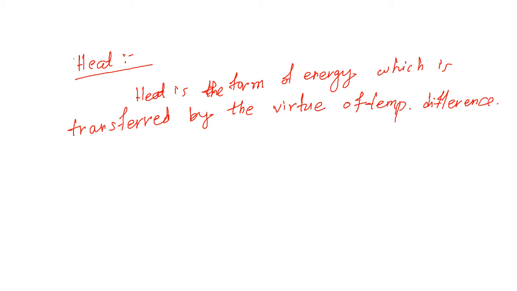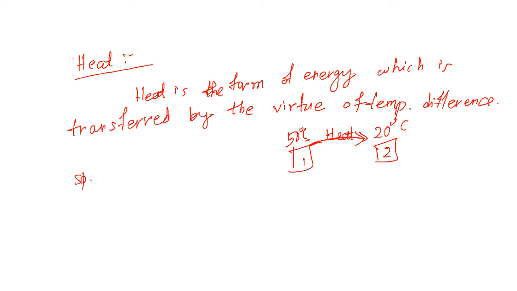When there is a temperature difference, let's say one body is 30 degrees centigrade, another body is 10 degrees centigrade, then heat will flow. Body 1 is 50 degrees centigrade, body 2 is 20 degrees centigrade, so energy will be transferred from the higher body to the lower body. We will not tell it as temperature transfer; we will tell it as heat transfer. When energy is moving due to temperature difference, that is called heat.